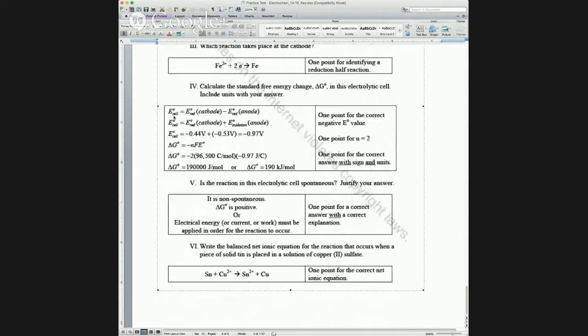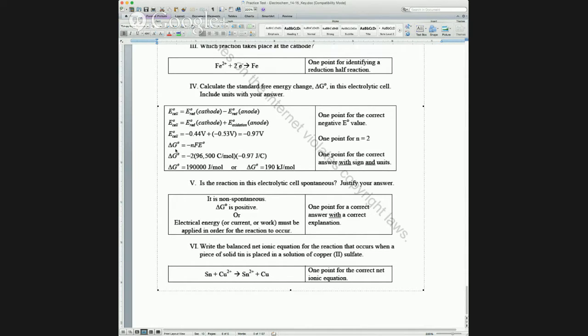So the E naught of the cell: you can have the E reduction at the cathode minus the E reduction at the anode, or you can do the E at the cathode plus the E at the anode, and for the anode one you just switch the sign. That's what I prefer doing. So you get the negative 0.44 from the iron, and you get the negative 0.53 from the iodine. On the table that we looked at, it was 0.54, which is not a big deal. Just use whatever table you're given. That gave you the negative 0.97 volts.